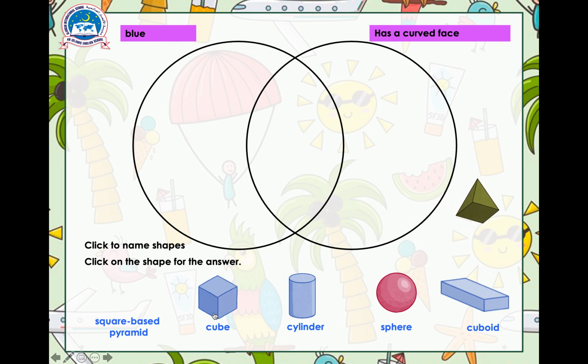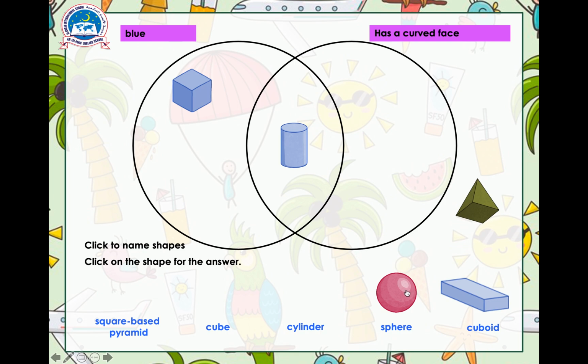Let's look at this cube over here. Is it blue? Yes, it is. Does it have a curved face? No, it does not. So it will go into this circle over here. How about the cylinder? Is it blue? Yes, it is. And does it have a curved face? Yes, it does. So we are going to put the cylinder in the middle part of our diagram.